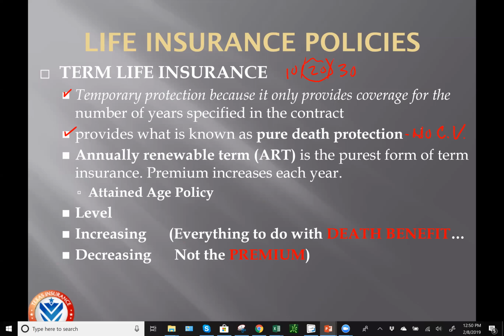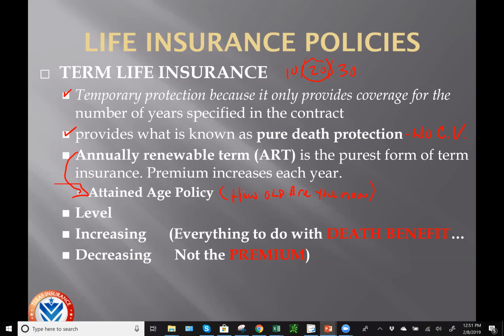However, every year your premium will go up because every year when you get older, you are attaining a new age. So you need to know for your test that annually renewable term is called an attained age policy. Attained age means how old are you now? That is your attained age. How old are you now? So in an annually renewable term, your premiums every year will be based on your attained age.